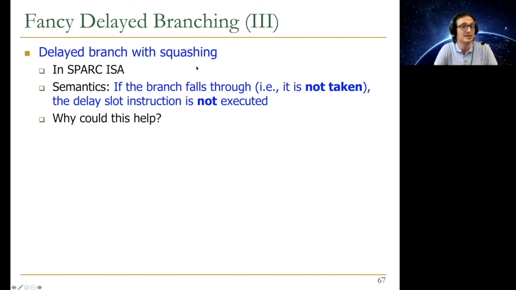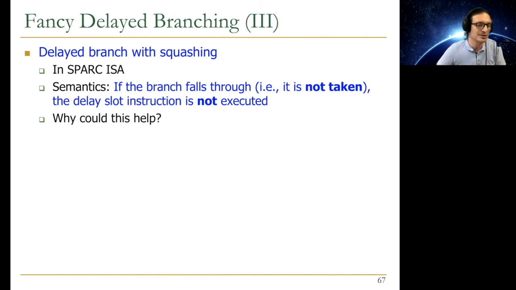delayed branch with squashing. So the semantics looks like this now. If the branch falls through, in other words, it's not taken, the delay slot instruction is not executed. Otherwise, it's always executed. So you still have a delay slot, but you sometimes don't execute it. Now, this is becoming a little bit more complex, right? Because now, based on some dynamic condition, not taken branch, you're squashing, essentially flushing, a delay slot instruction.